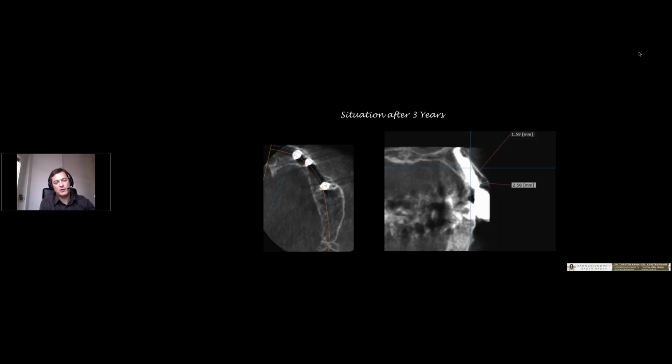But this is important. If you have 1.5 millimeters or more, then you're getting a very, very stable situation for the next 10, 20 years. And it's much more resistant against infections, because if you have a stable bone situation, you have a stable soft tissue situation, and it's not very easy for the bacteria to go inside.